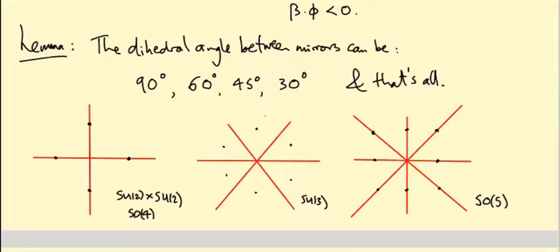Next one is the root system of SU3. We've already studied this in some detail. And the angle is 60 degrees. Next one is, in fact, the root system of SO5. Remember, SO5 has a two-dimensional maximal torus, so it has a two-dimensional root system.